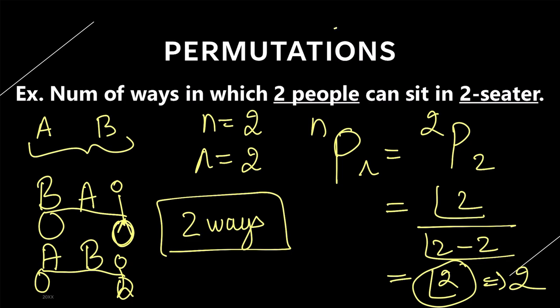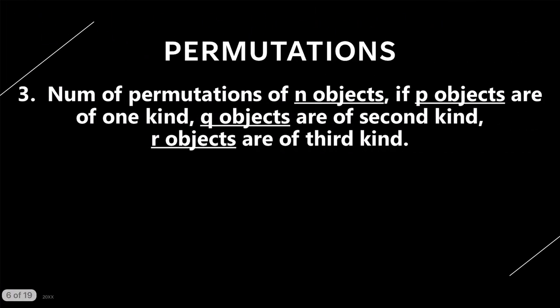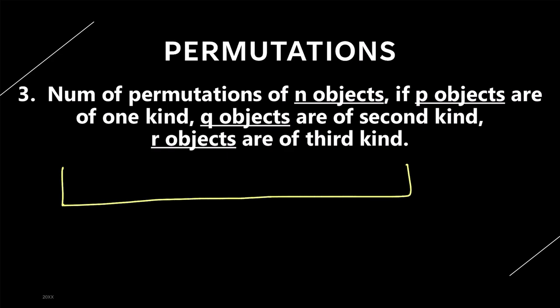So this is the example of factorial n, meaning nPn. I hope this is clear. Now we have learned till now the basic permutation. Now let's move on. Suppose we have 10 balls.